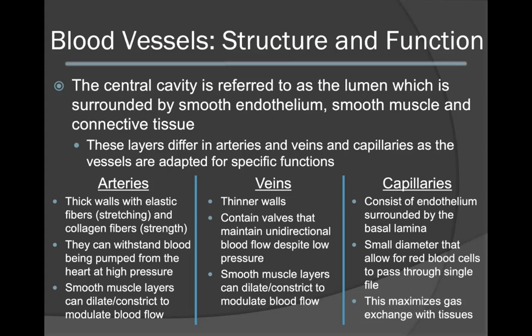In general, veins have much thinner walls than arteries do. Veins will contain valves that help to maintain unidirectional blood flow, despite the fact that there is very low blood pressure in the veins. Smooth muscle layers can also dilate and constrict in veins to help moderate blood flow.